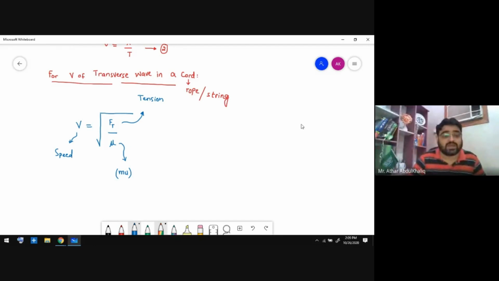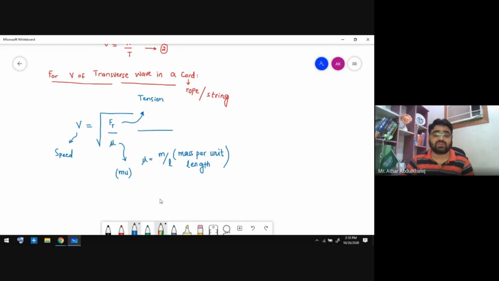I will repeat everything. V is representing the speed, Ft is representing the tension in the cord, and mu. In previous classes we studied it as friction, but here it is not friction. This is the Greek letter mu. Here mu is equal to mass per unit length, so it represents the mass of the cord per unit length. It tells us how much is the mass of the cord at a unit length.